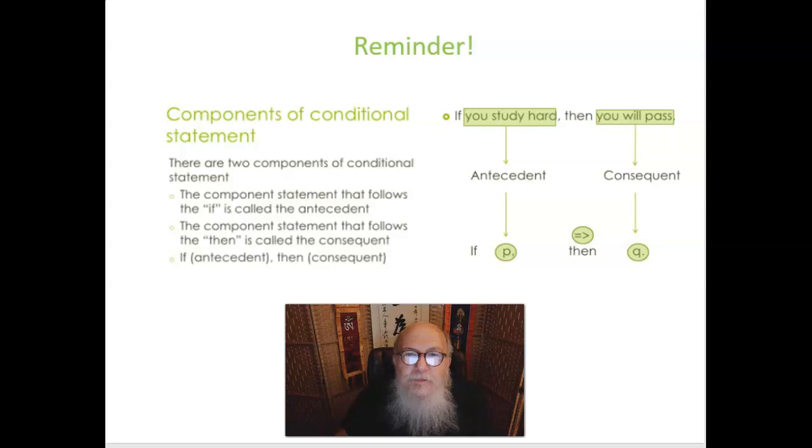Now, before we start, remember some of our essential terminology. We have what is called a conditional statement, such as, if you study hard, then you will pass, which has the form, if P, then Q, symbolized with our arrow. And there are two components, remember, of a conditional statement. There's the antecedent, which comes after the if, and there's the consequent, which is the component statement or proposition that comes after the then. The if and the then are not part of the propositions, right? This is the proposition and this is the proposition, and it's if antecedent, then consequent.